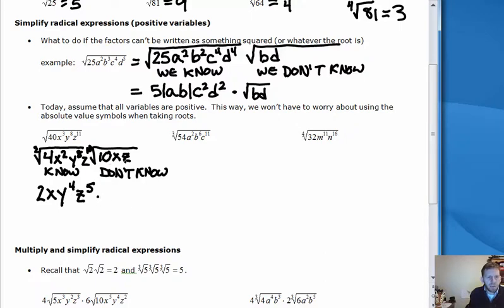I can't really do anything with the 10xz. I'm going to leave that underneath the radical symbol or the square root. And this is our final answer.